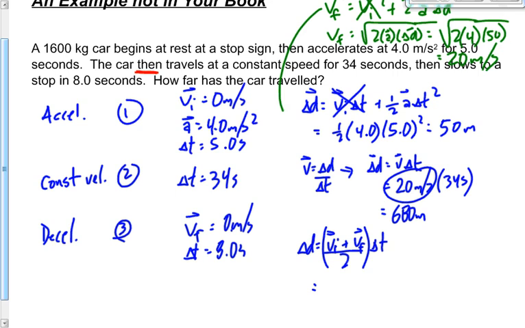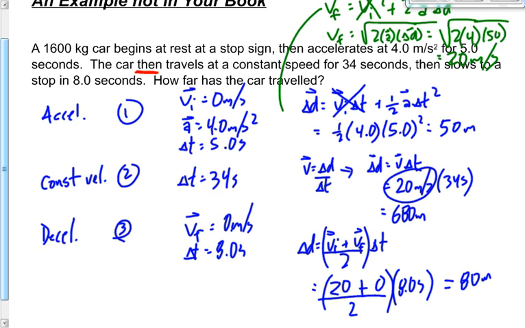Oh, wait. Do we know what VI is for that stage? Do we? It would be 20, right? If it was 20 at the end of stage 2, then it was 20 at the beginning of stage 3. So we do know what VI is. It's 20 meters per second. VF is 0 over 2 times a time of 8.0 seconds. That's going to give me 20 divided by 2 is 10 times 8 is 80 meters.